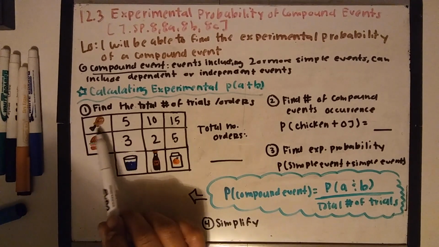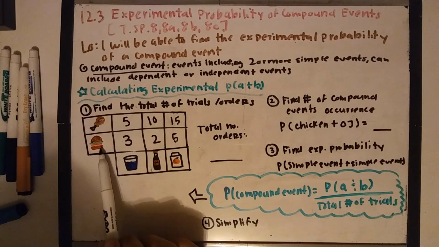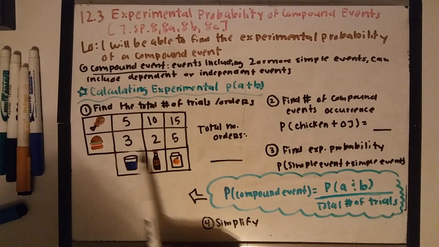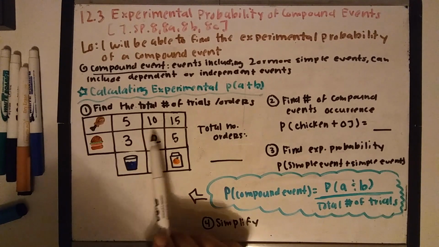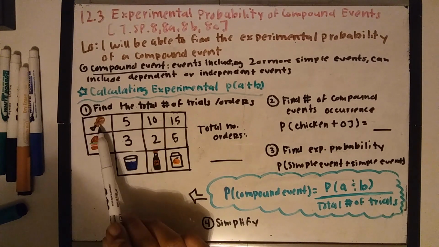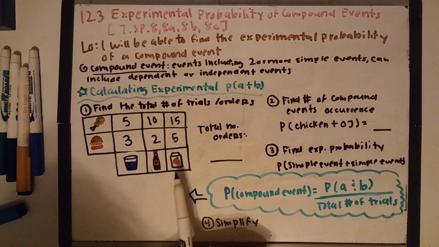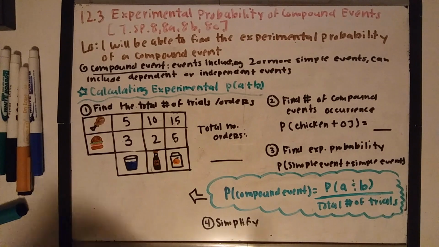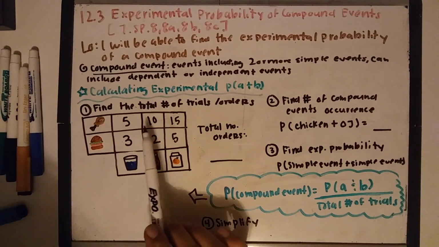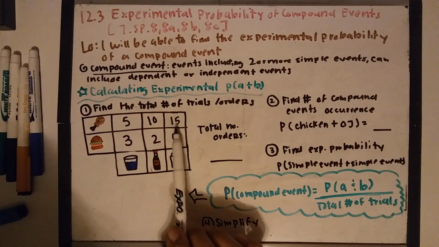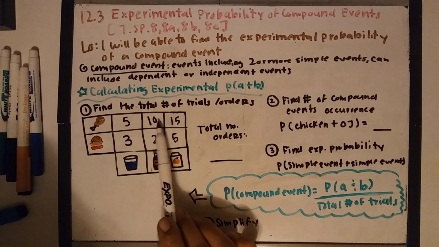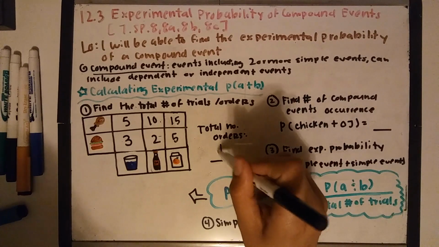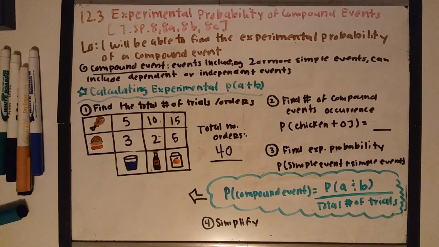5 people order chicken with water, 3 people order hamburger with water, 10 people order chicken with soda, 2 people order hamburgers with soda, 15 people ordered chicken with orange juice, and then 5 people asked for hamburger and orange juice. Okay, so we have to add all those together. So 15 plus 5 is 20, 30, 35, and then you have 5 more right here, so that's 40. So it's 40 orders that we have in the restaurant.